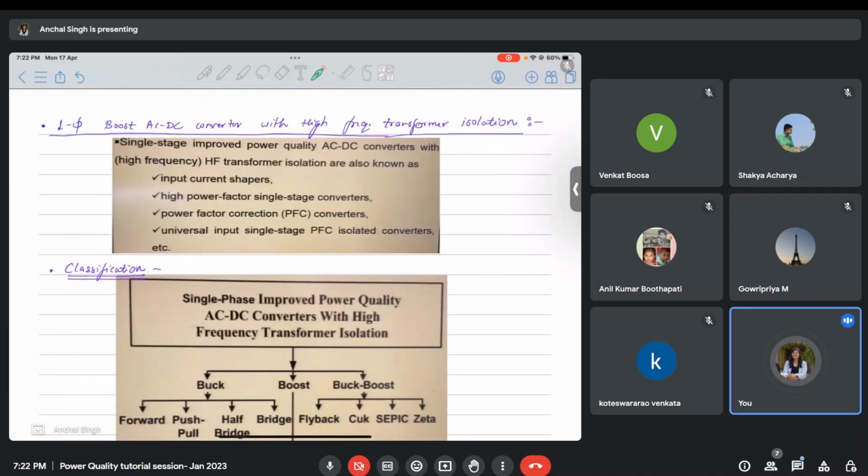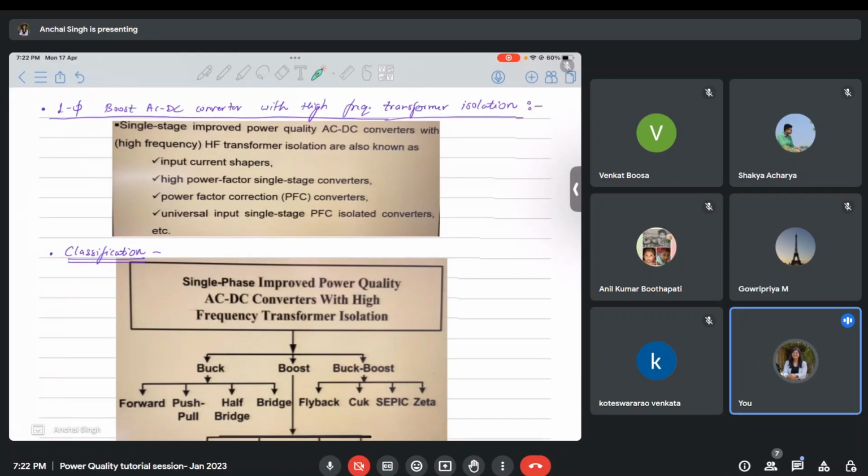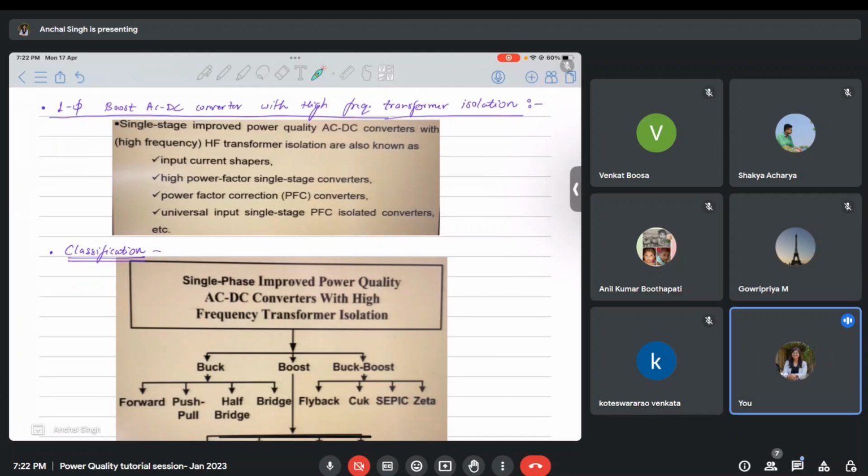Then they have given boost AC to DC converter topologies with isolation. When you talk about isolation in these circuits, they are high frequency transformer isolation. Why high frequency? Because with increase in frequency, the size of the transformer reduces, and when the size reduces, it saves space, and it's a better form factor also. So therefore we provide high frequency transformer isolation.